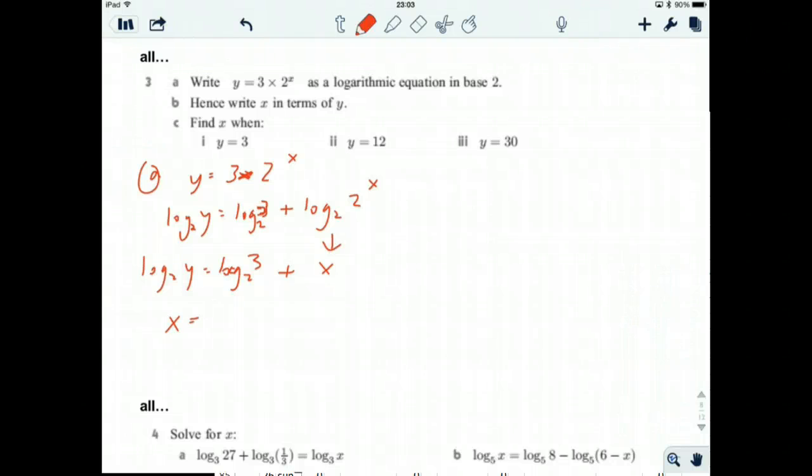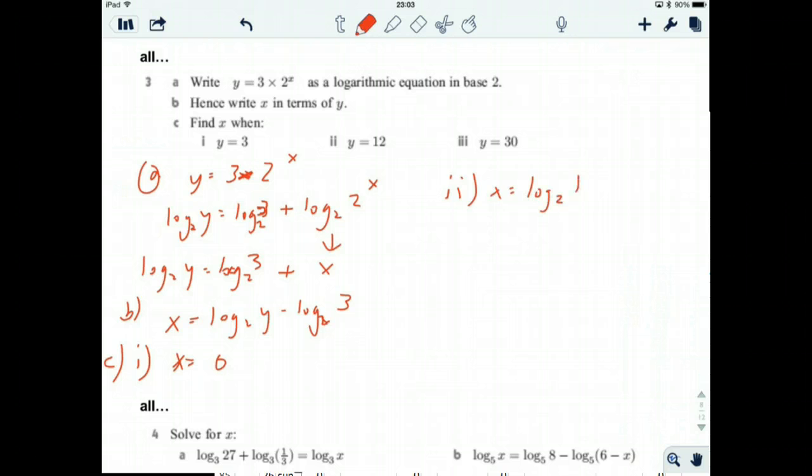We can do that by subtracting log base 2 of 3 from both sides. So that would be log base 2 of y minus log base 2 of 3. Okay, find x when y equals 3. When y equals 3, this would be the answer to B. This is the answer to C1. When y equals 3, that would just be log base 2 of 3 minus log base 2 of 3. That would be 0. 2, that would be log base 2 of 12 minus log base 2 of 3.